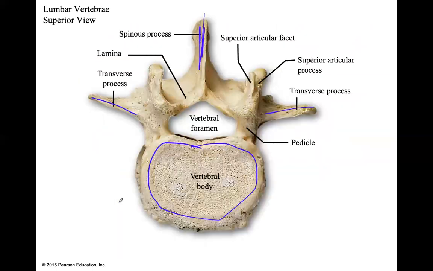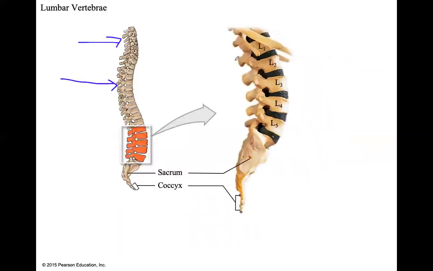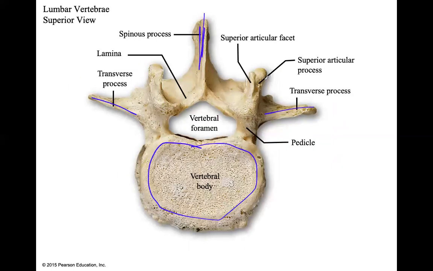But when we look at a lumbar vertebra, these have short, knobby spinous processes, but the vertebral bodies are pretty thick and large in relationship. Okay, we do have lamina, we do have pedicles, we have a superior articulating process, and on the inside here are the superior articulating facets. And you have the vertebral foramen.